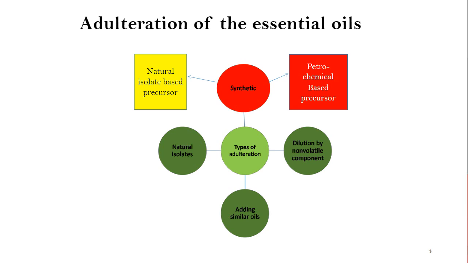The most sophisticated type of adulteration is the addition of similar oils, such as lavender into lavender, corn mint into peppermint, etc., since they have similar chemical profiles, because they are economically profitable and chemically similar too.